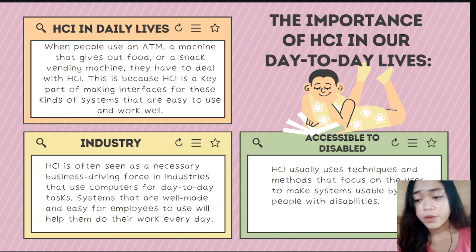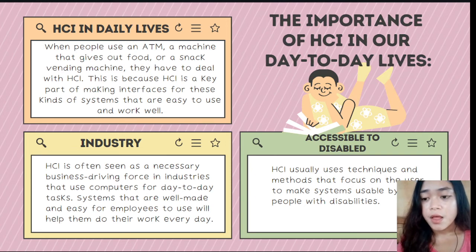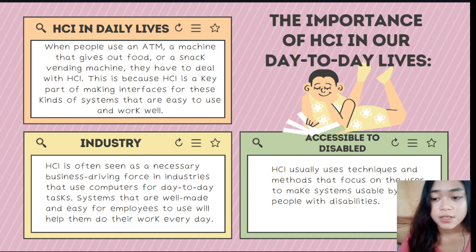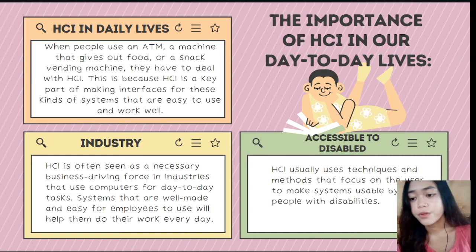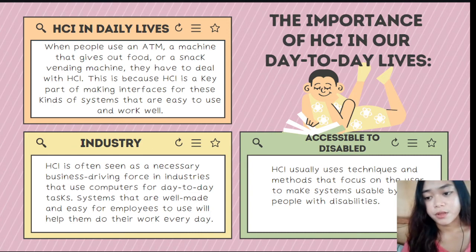With HCI systems, it is very important when designing safety systems like those used in air traffic control or power plants. In these situations, the goal of HCI is to make sure that everyone who isn't an expert can use the system and handle safety-critical situations if they come up.